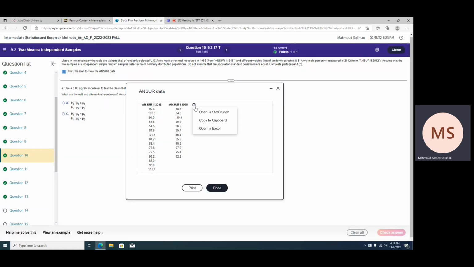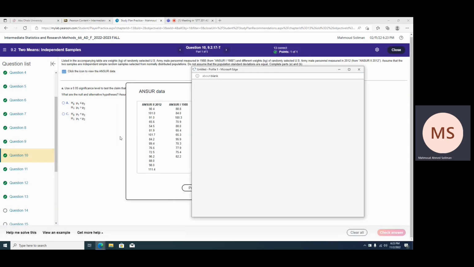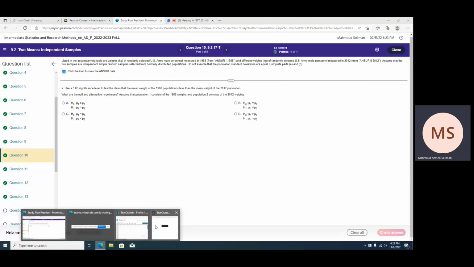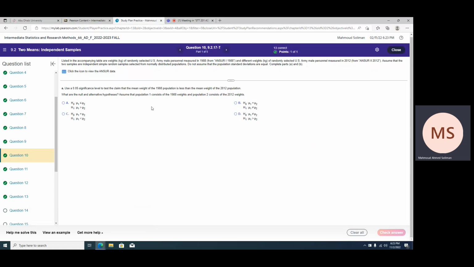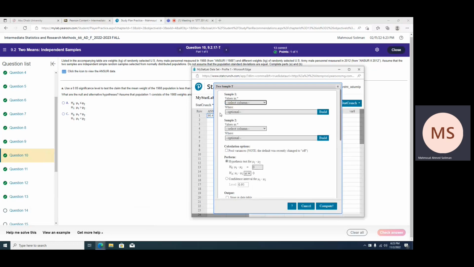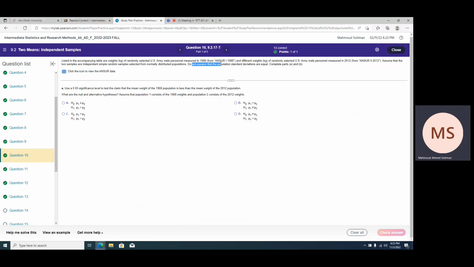So here we have data. Two-sample data. Stat. So we have mu1, mu2. What's the difference between Z stat and T stat? You know it's Z stat when they say the population standard deviations are equal. Here it says do not assume that the population standard deviations are equal. If it says they are equal, that means it's Z stat, but they say it's not equal, so it's T stat.